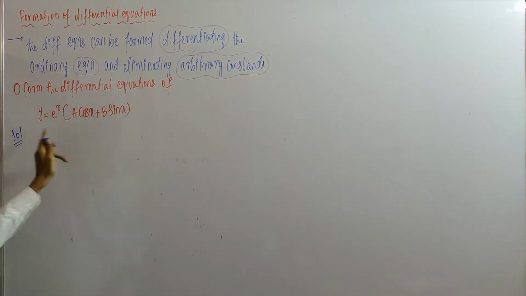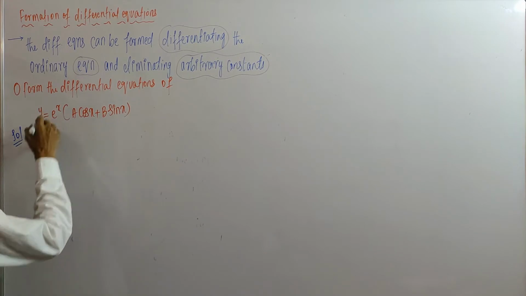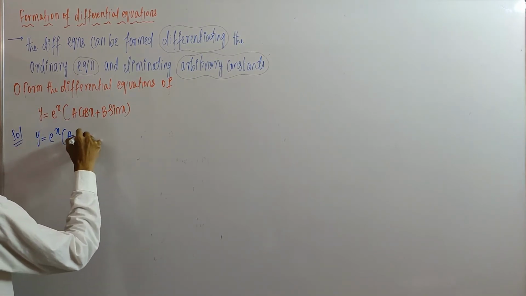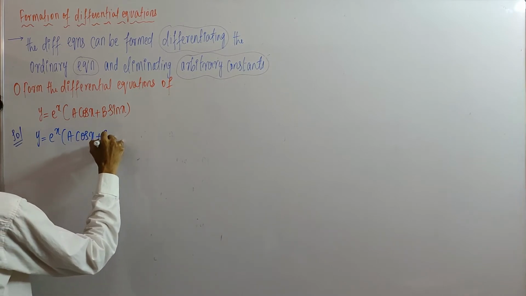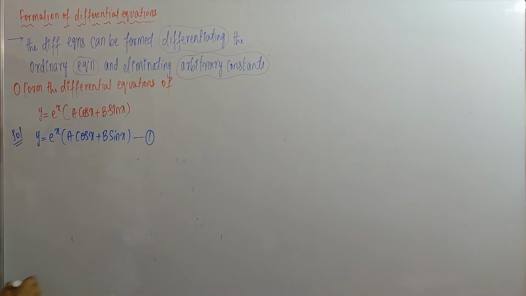Form the differential equation y equals e power of x into (a cos x plus b sin x). Here we have two unknowns, that is arbitrary constants a and b, so we have to differentiate two times; we will get order 2. So the given equation is y equals e power of x into (a cos x plus b sin x). Let us take this as equation 1.